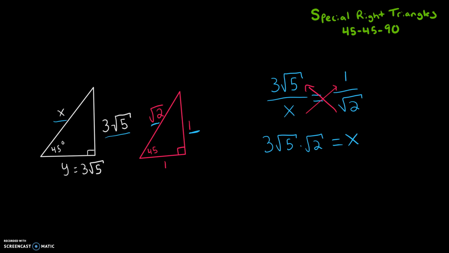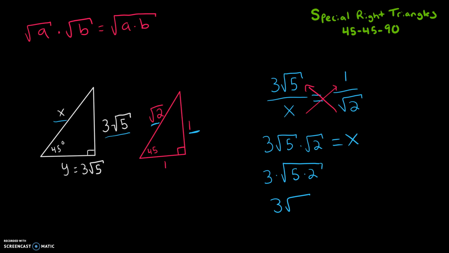So whenever we have the square root of a number a times the square root of a number b, this is the same as taking the square root of a times b. So here we have 3 times the square root of 5 times 2, so 3 square roots of 10 equals x. And that is our answer right there. And that is how you do this with proportions.